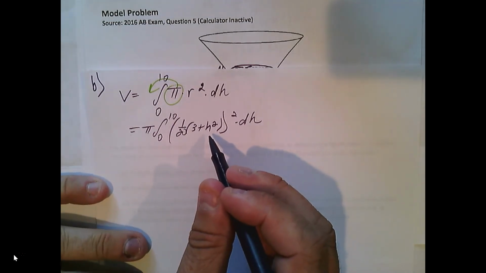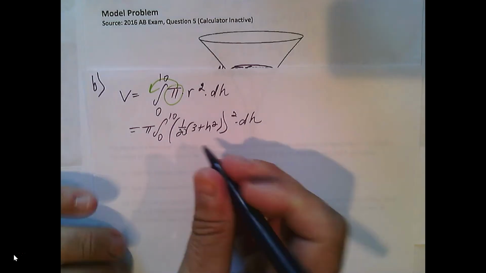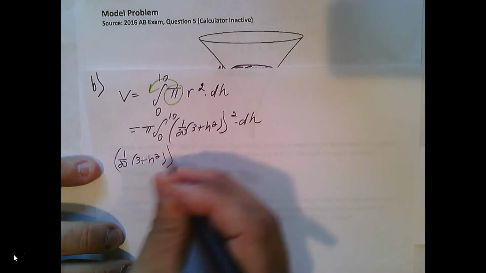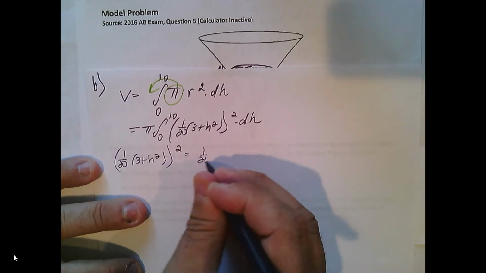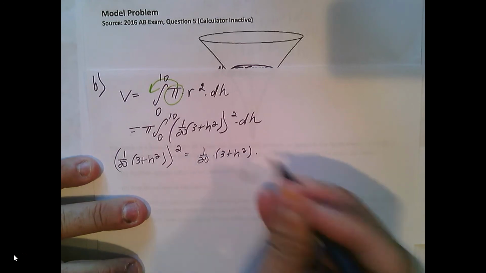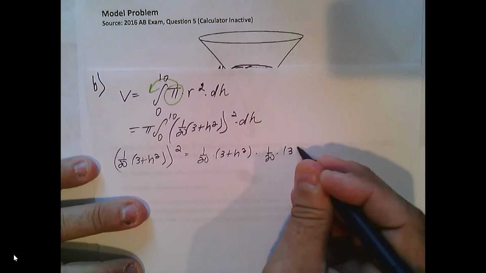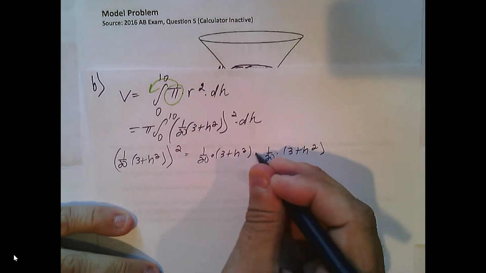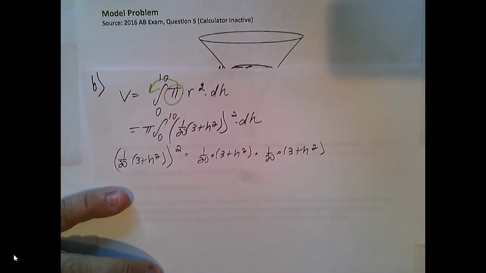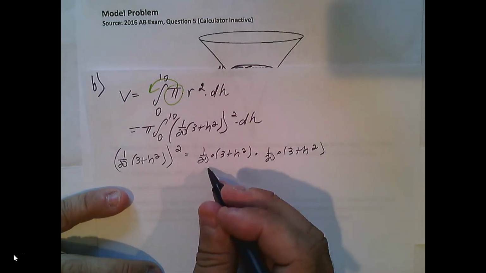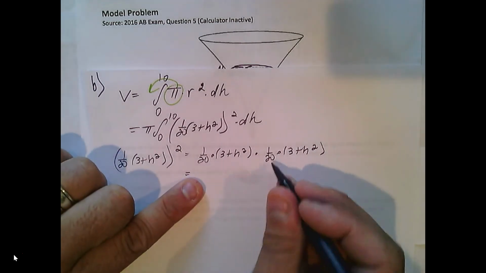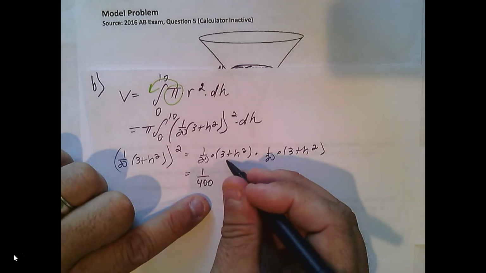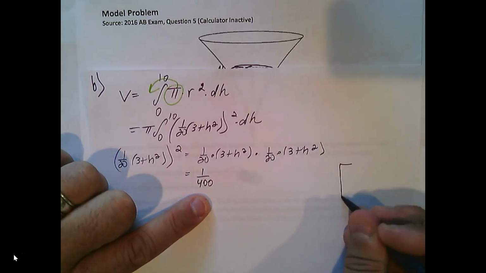What you're going to have to do is actually multiply this out. So imagine 1 over 20 times 3 plus h squared, squared. That means 1 over 20 times 3 plus h squared, times 1 over 20 times 3 plus h squared. You're multiplying 1, 2, 3, 4 terms together. The nice thing is in multiplication order doesn't matter. So I can multiply the constants, 1 over 20 times 1 over 20, 1 over 400. Then 3 plus h squared times 3 plus h squared.